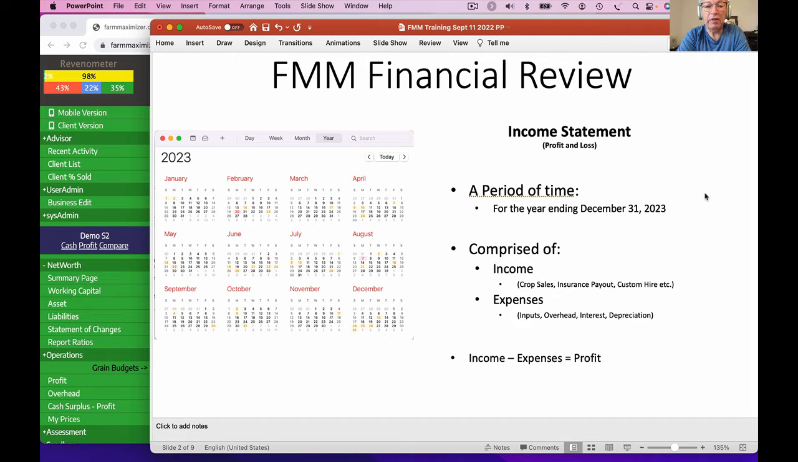An income statement, though, is something that happens over a period of time. So it's not a snapshot in a moment of time. It is for the year ending December 31st, 2023. So it's comprised of income and expenses. And so income minus expenses equals profit.